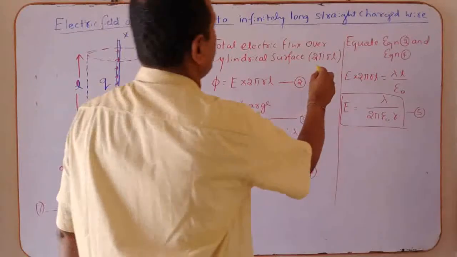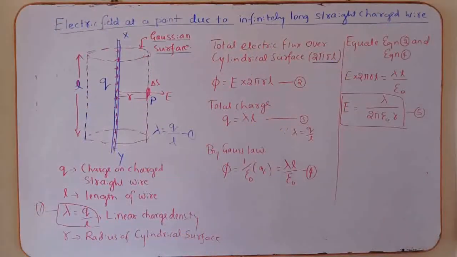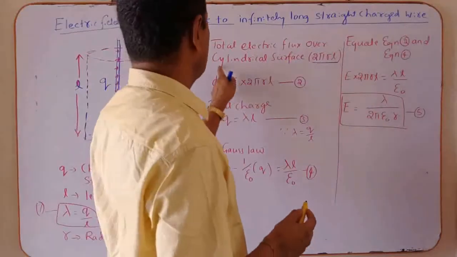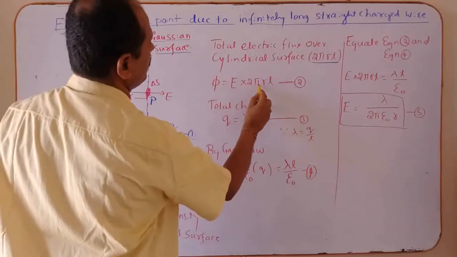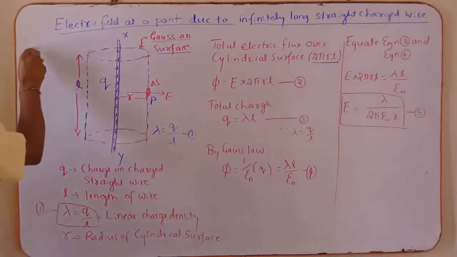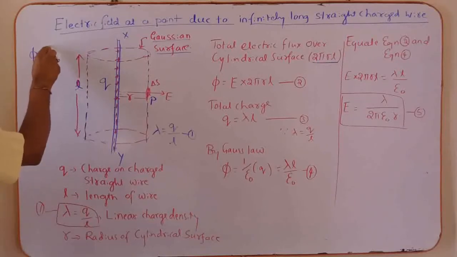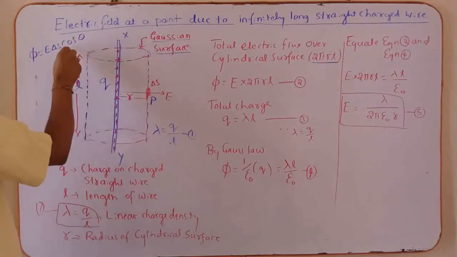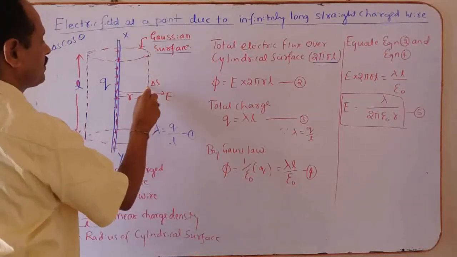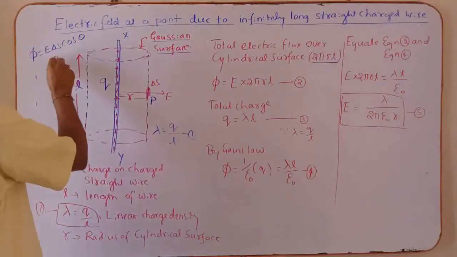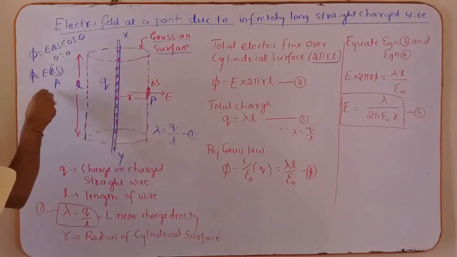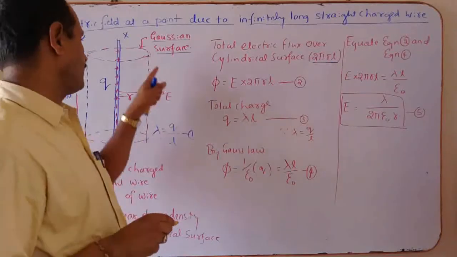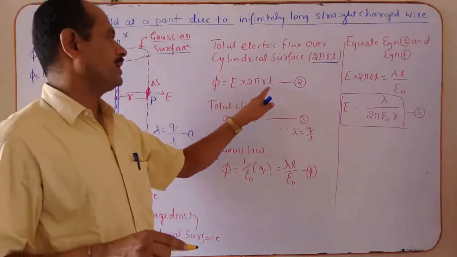Now, what is the total area of the cylindrical surface? 2 pi RL. Now the total electric flux over the cylindrical surface is phi equal to E into 2 pi RL. Electric flux is E into delta S into cos theta. Here theta is 0, because the electric field lines are perpendicular to the surface. So phi is equal to E into delta S; instead of delta S you take the area, E into 2 pi RL. This is the total electric flux over the cylindrical surface.